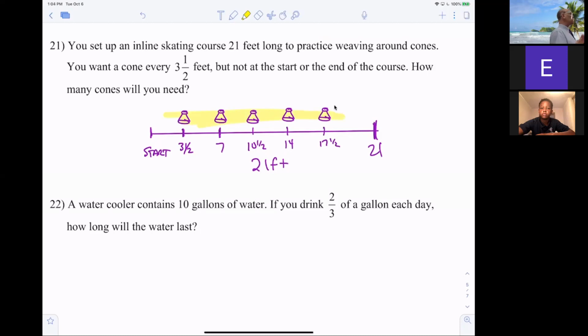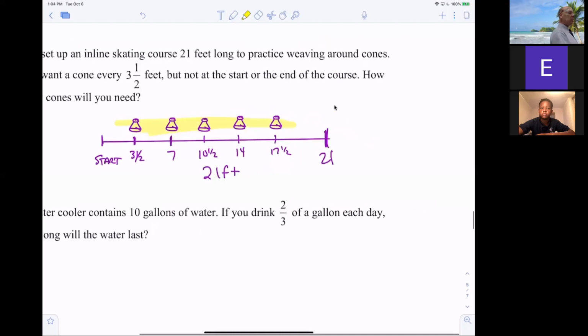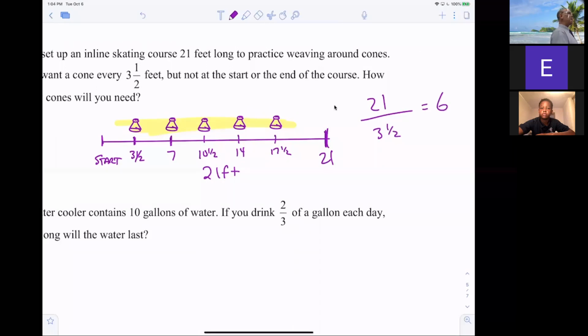All right, you're going to have to draw things out sometimes to make sure you're correct. So some of you guys who just did 21 divided by 3.5, of course, that would be 6, right? And then you said, okay, there's not one at the front and the back, so now it's 4. All right, you got to be careful.